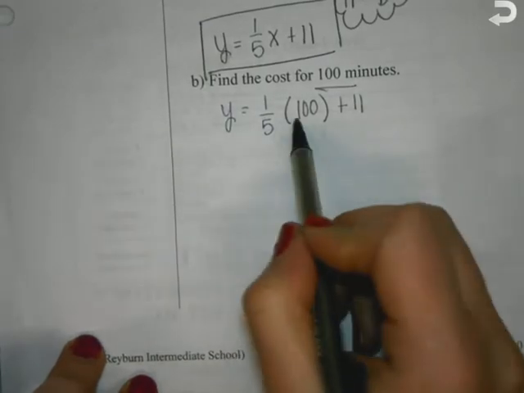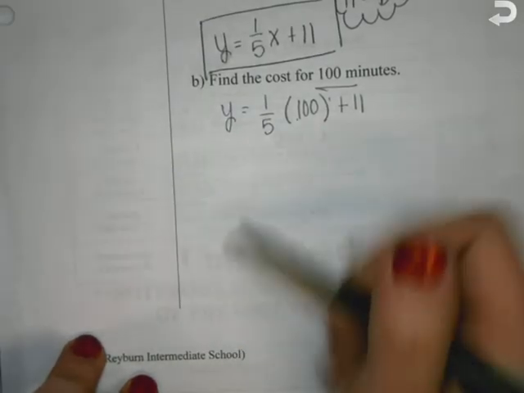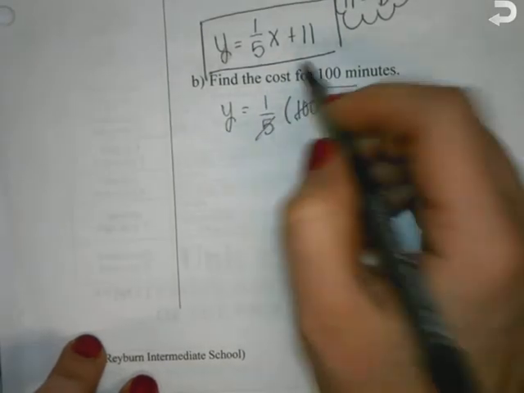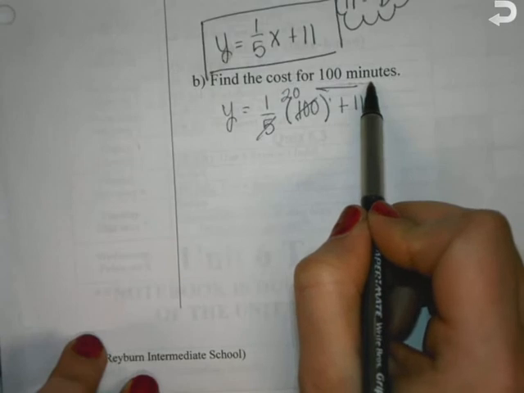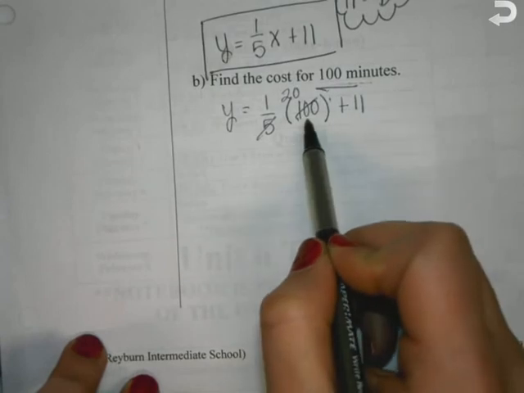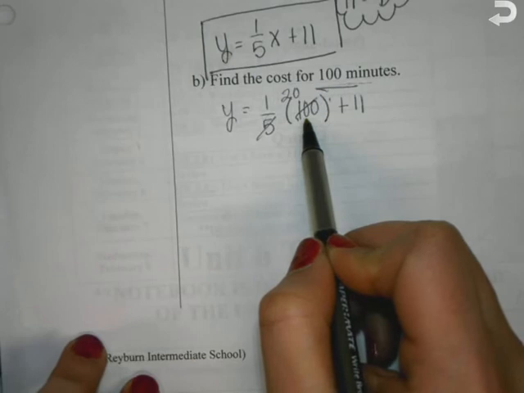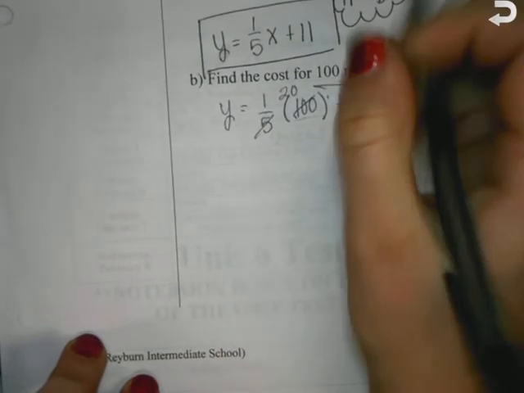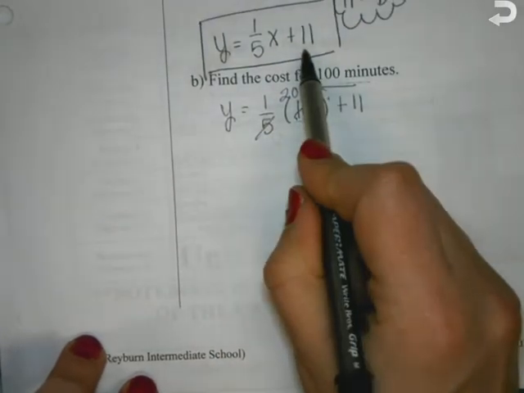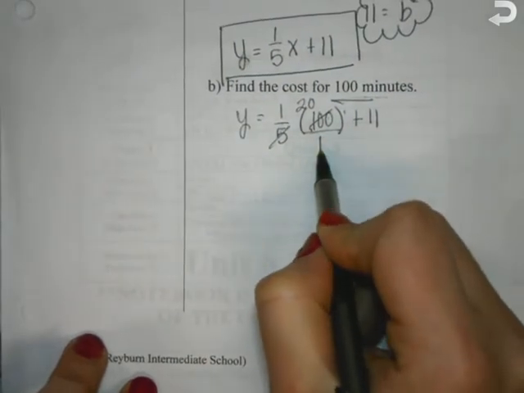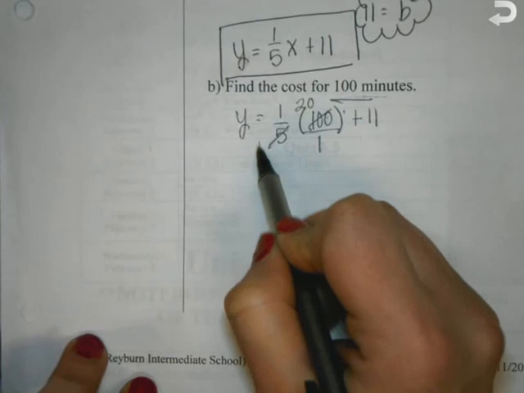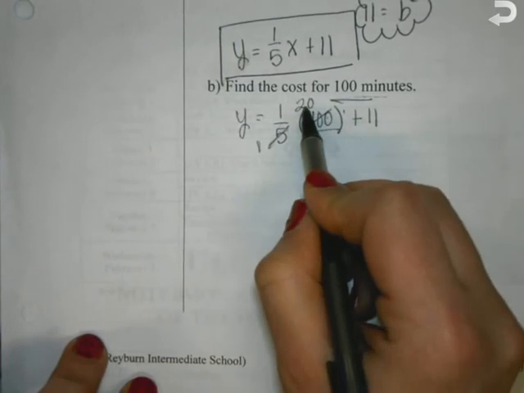They want us to find the cost for 100 minutes. Minutes is x, right? So we plugged in 100 for x. This is 11, from our formula. Where'd you get 20 from? Okay, because this is 100 over 1, right? 5 goes into 5 once. 5 goes into 100 20 times. We just cross-reduced. So y equals 20 plus 11, which is 31.